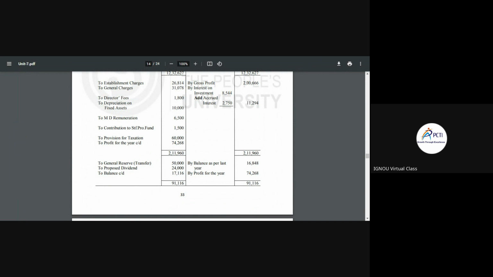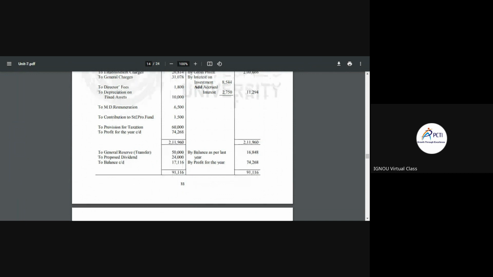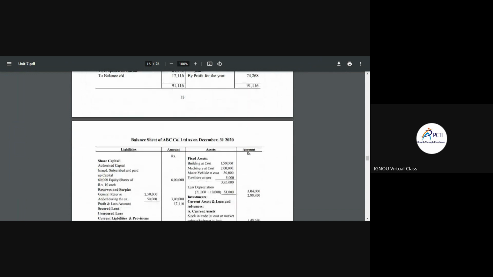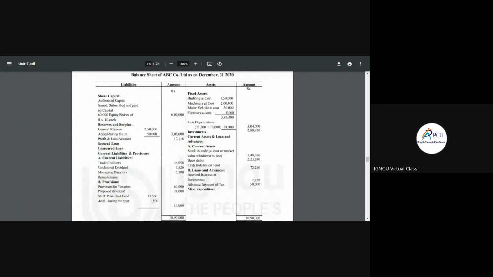And in the last, you will have the balance c/d of rupees 17,116. In the balance sheet, we need to show all the things which are given in the question. So first of all, we see the asset side. At the asset side, we have building at cost, machinery at cost, motor vehicle at cost, furniture at cost, and we add all the things and we deduct depreciation which is given in the question, and we have the amount from the fixed asset 3,04,000.